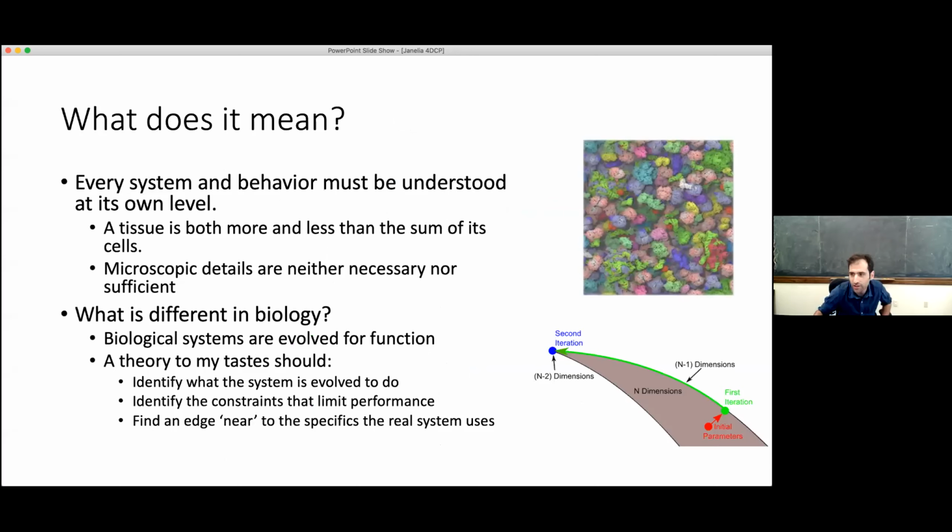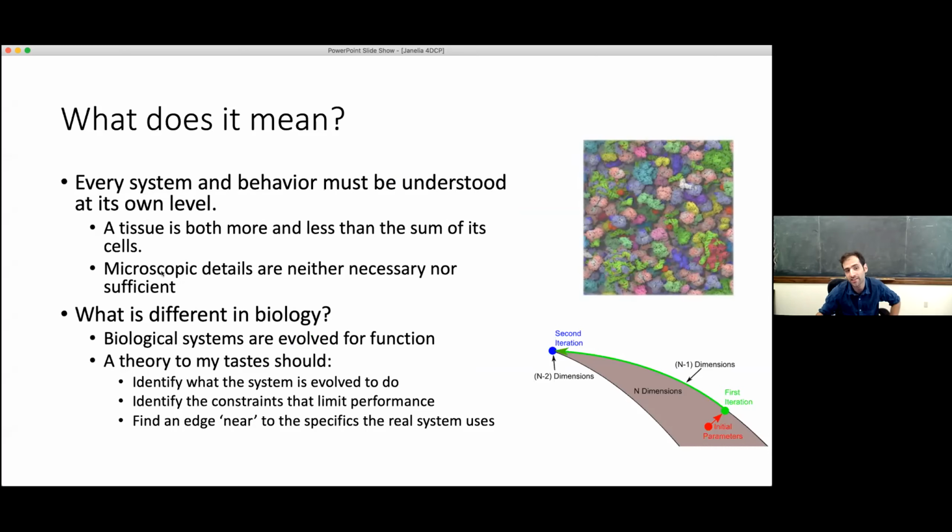Okay, so I want to conclude by just talking about what this means. And I think one of the major takeaways from this is that every system and behavior really has to be understood on its own level. And for thinking about how to think about tissues, a tissue is really both more and less than the sum of its cells. So some things which are really important at the cellular level might not be so important for the tissues, and vice versa.